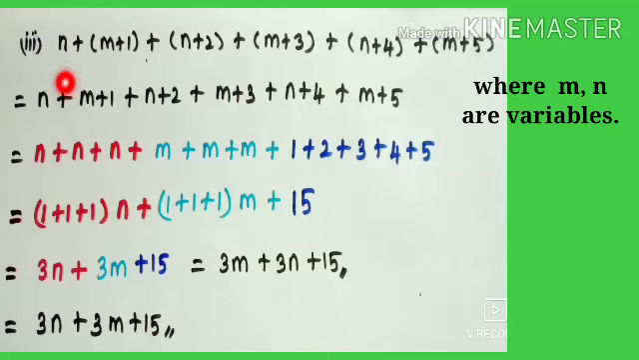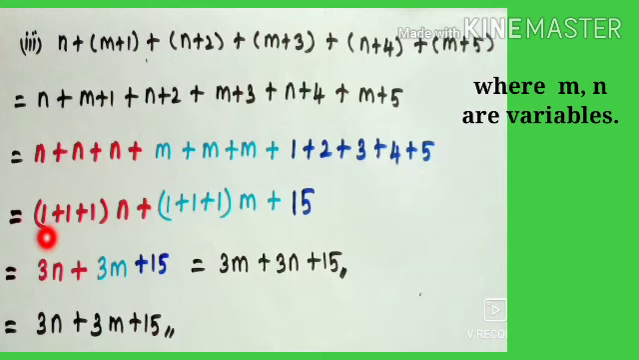Simplify the algebraic expression n plus m plus 1 plus n plus 2 plus m plus 3 plus n plus 4 plus m plus 5. Now in the given expression, m and n are the variables. Now arrange the like terms separately in the algebraic expression. So here the like terms of n are n plus n plus n, and the like terms of m are m plus m plus m, and the others are constant values.